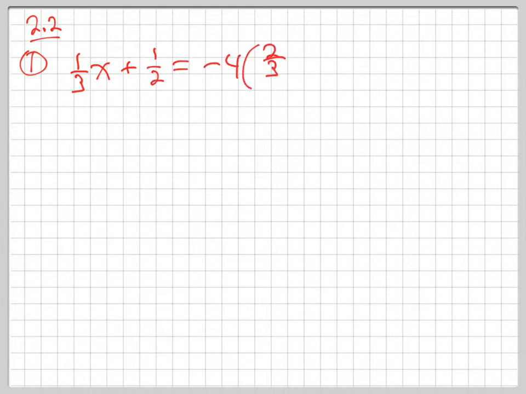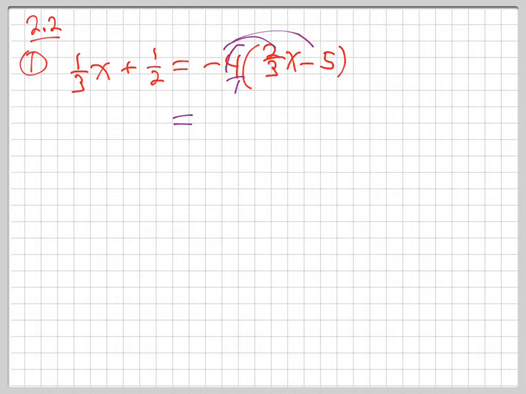Okay, so here's 2.2, number 1: 1/3 x plus a half equals minus 4 times (2/3 x minus 5). So I'm going to take this minus 4 and distribute through. What do we get? This is 4 over 1. Remember, any whole number, if it's interacting with a fraction, it's really over 1.